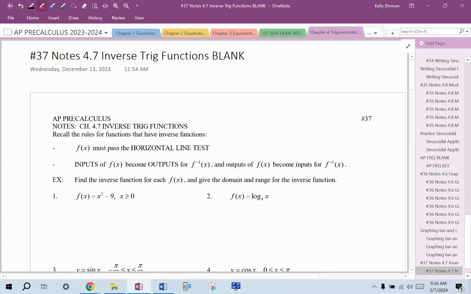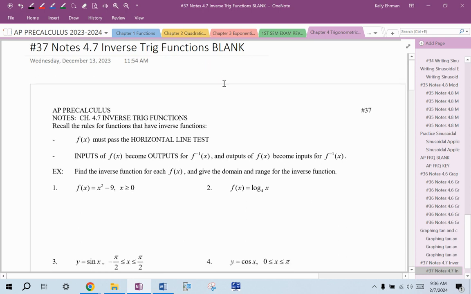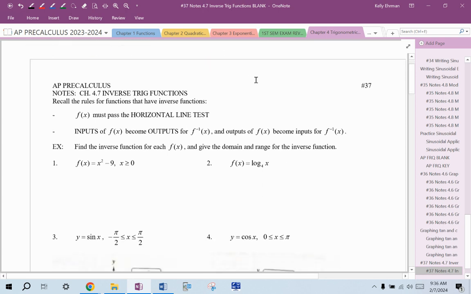All right, this is our last section of notes for chapter 4. So we're in 4.7 and we're going to talk about inverse trig functions. Back in the beginning of the year, we talked a lot about inverse functions. So I just want to remind you of some of those rules because inverse functions are pretty prominent as far as I've seen so far on our AP test.